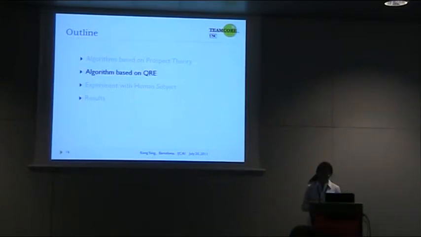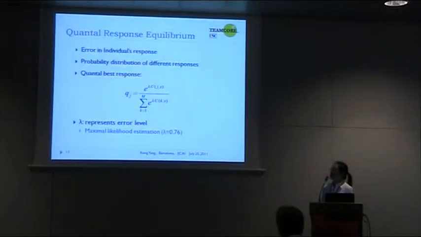Now I'm going to introduce the algorithm that we developed based on using the QRE model to predict how the adversary is going to respond. Here is a brief introduction of quantal response equilibrium. QRE assumes that there will be error in the adversary's response. So instead of predicting a deterministic strategy of the player, QRE tries to predict a probability distribution over all the possible actions the player can take.